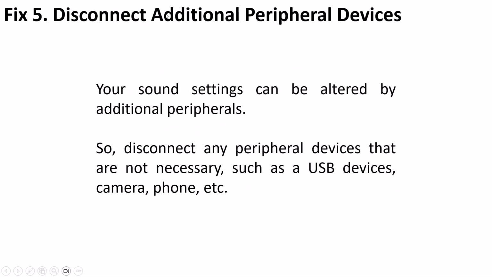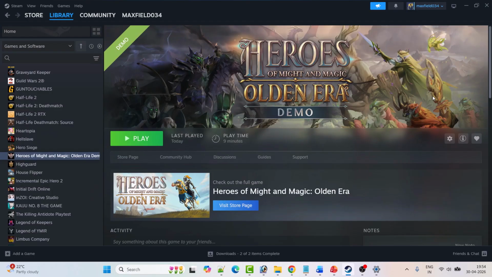Fix 5 is to disconnect additional peripheral devices. Your sound settings can be altered by additional peripherals. So disconnect any peripheral devices that are not necessary, such as USB devices, camera, phone, etc. and then check. So I hope by following these fixes, you can easily solve sound or audio problem in Heroes of Might and Magic Olden Era game.